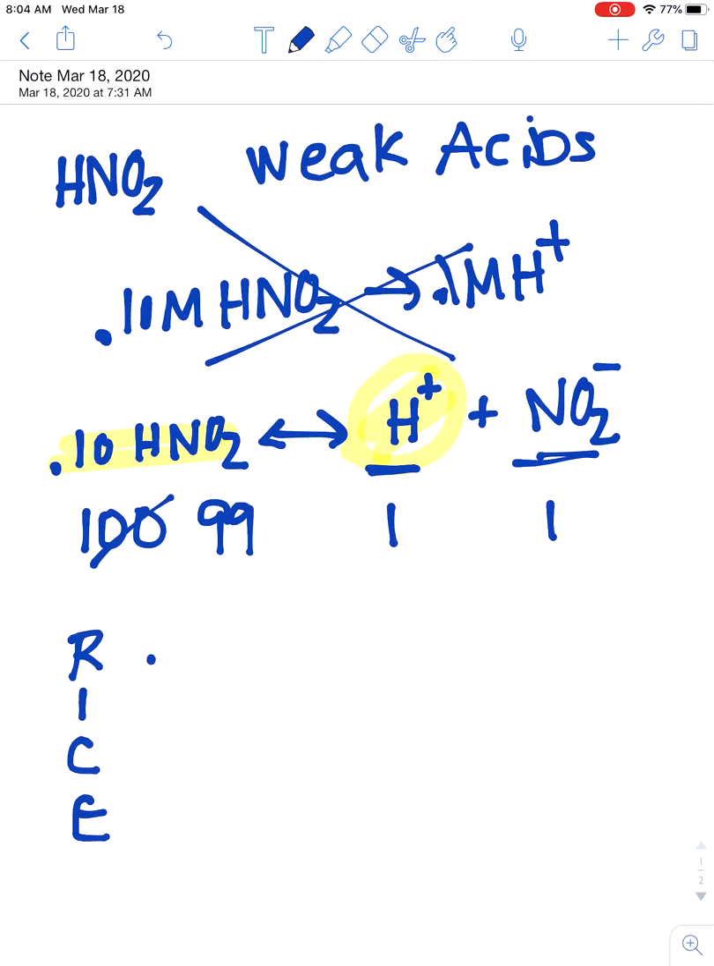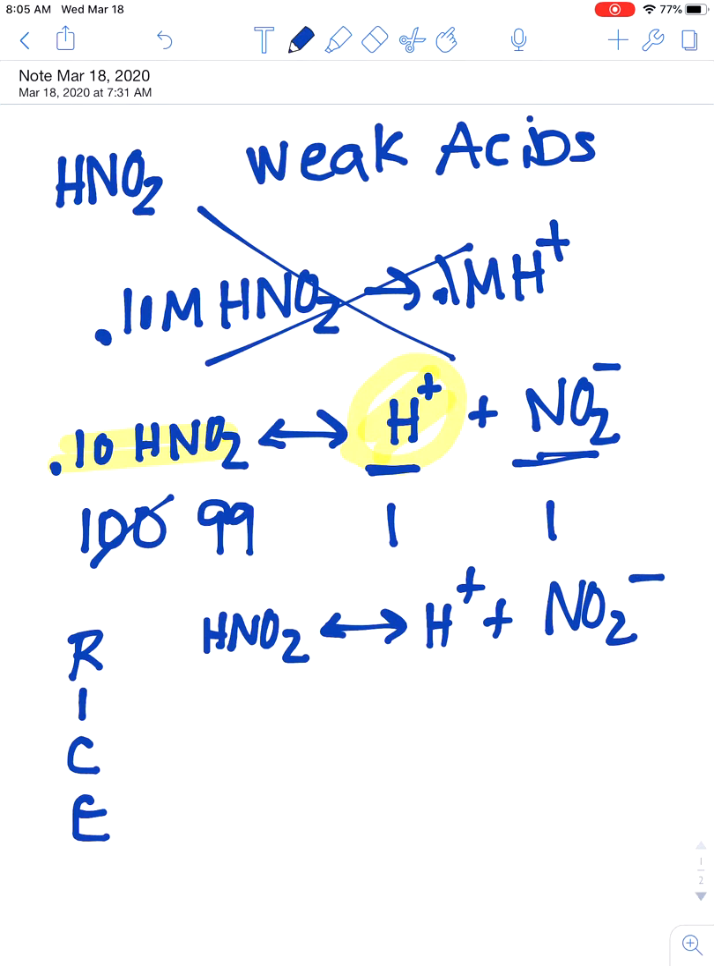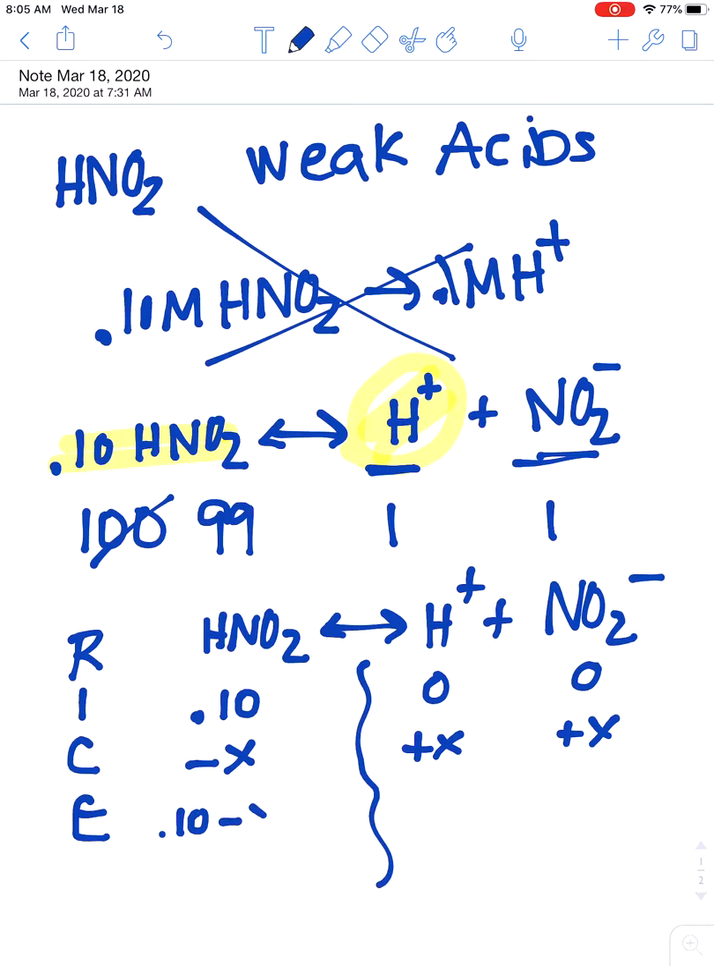our reaction, which isn't really a reaction, but an ionization, HNO2 breaks up into hydrogen ion and nitrite. I told you we had a 0.1 molar solution initially. Here we have nothing. Here we have nothing. The change is going to be minus x, plus x, plus x. And then 0.10 molar minus x, x, x.